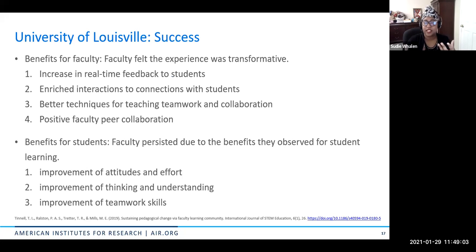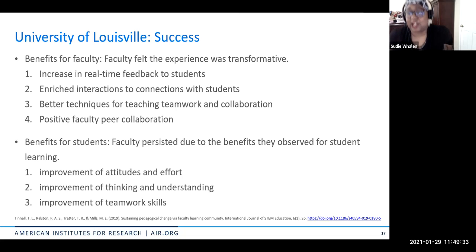So some of their successes, benefits for faculty. The faculty felt the experience was really transformative. Reading, and they included a lot of excerpts from the interviews with faculty and things like that. And it was just really neat reading some of the things that they said. They liked the increase in real-time feedback to students. It wasn't that they didn't have the ability to provide feedback before. By going through the faculty learning community process, they realized that that was a gap, and they decided to intentionally address the lack of real-time feedback happening right then.